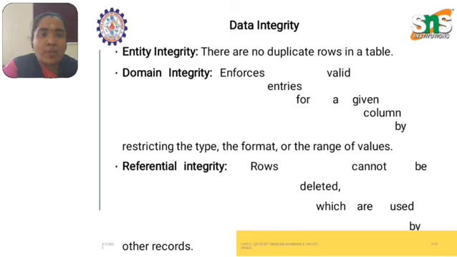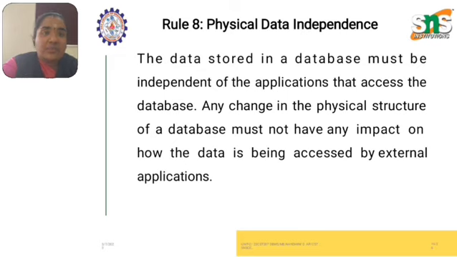Next is rule 8, physical data independence. The data stored in a database must be independent of the applications that access the database. Any changes in the physical structure of a database must not have any impact on how the data is accessed by external applications. Physical data independence says that if a database consists of a table, it must be accessed by an external application.